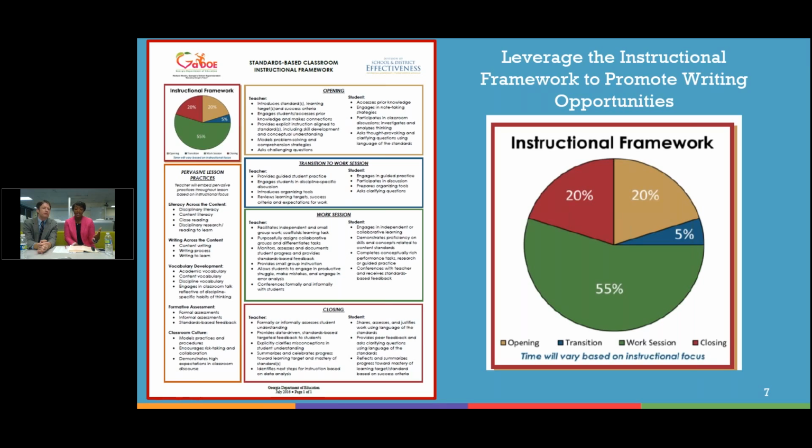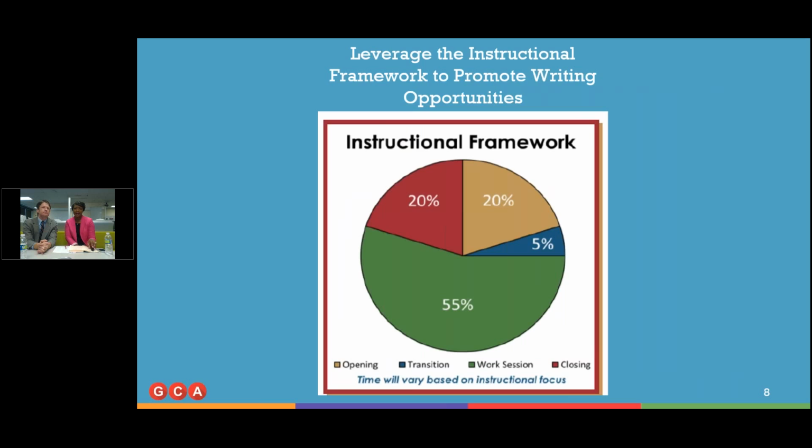Our goal as secondary teachers, of course, is to execute the instructional framework on a daily basis, and one way that we can do that is to ensure that we're actually planning for that for our students. Looking a little closer, you'll notice there's a little legend there for you at the bottom. That gold area represents the opening. Blue, the transition from your opening to your work session.